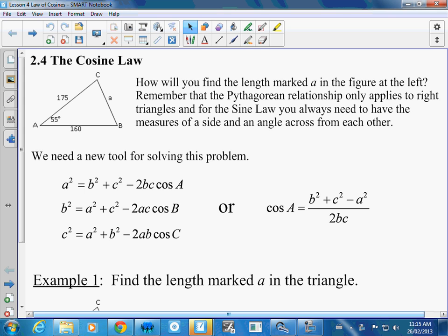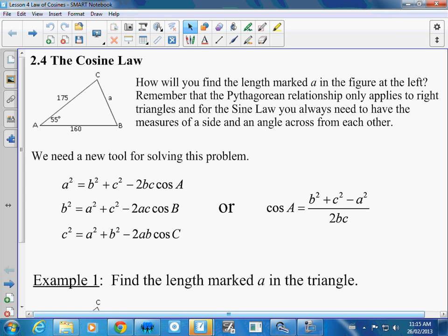Okay, so the 175 and the 160, do they have angles across from them? Do we know angle B across from the 175? No. What about the 160? Do we know angle C? Oh, okay. So the only angle we know is 55, and that's the side we're looking for. So if we actually use the sine law, we wouldn't have one unknown, we'd have two unknowns. Can't use it. Oh, that sucks.